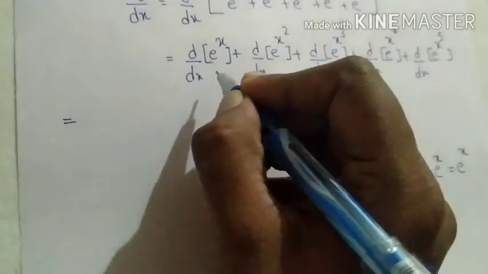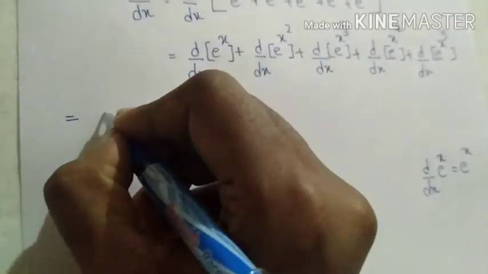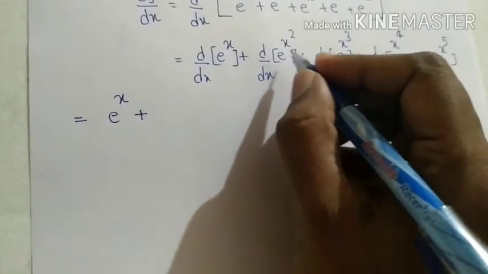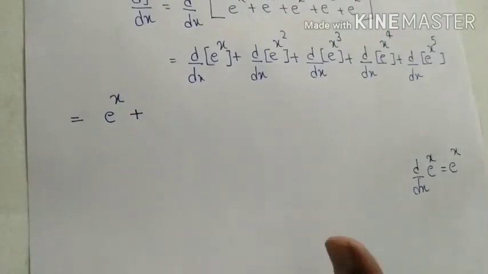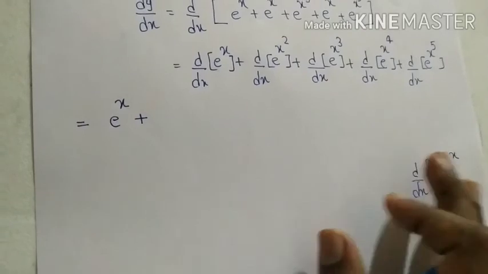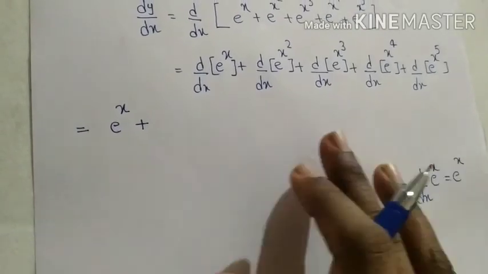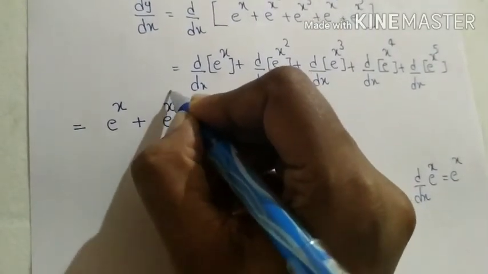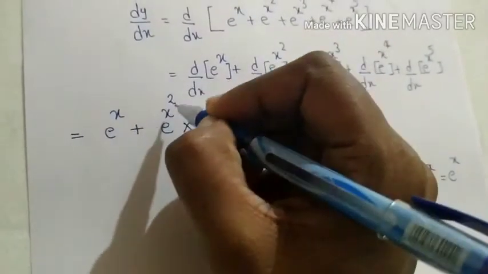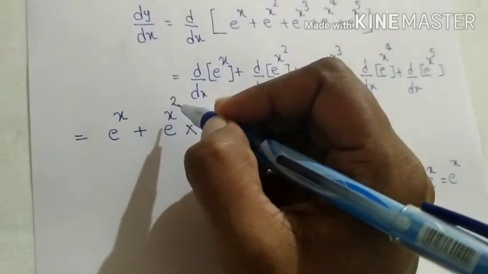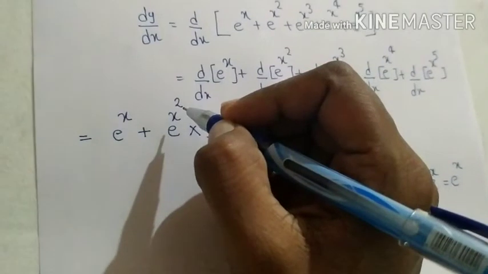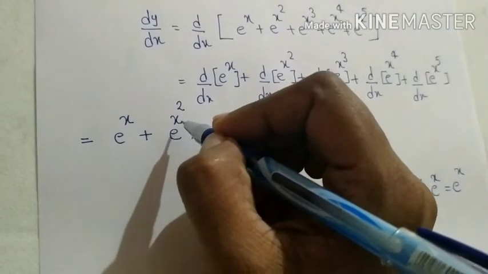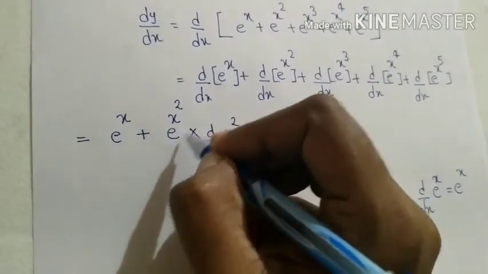So I write the answer: derivative of e raised to x is e raised to x, plus next one is the derivative of e raised to x square. If the derivative of e raised to x is e raised to x, then the derivative of e raised to x square becomes e raised to x square. Here x square is another function, so we have to use the chain rule. We need to calculate the derivative of x square and multiply it with the first term.